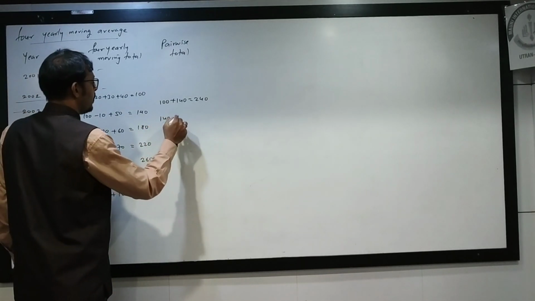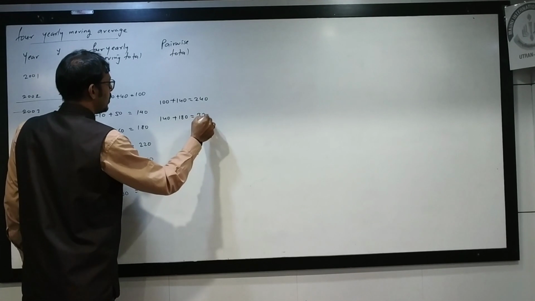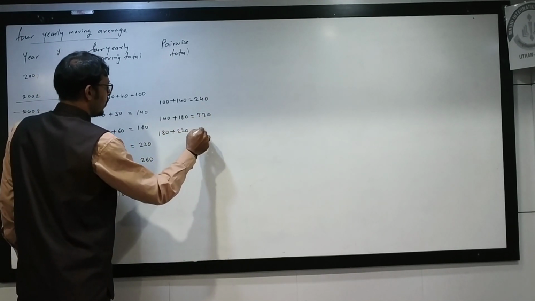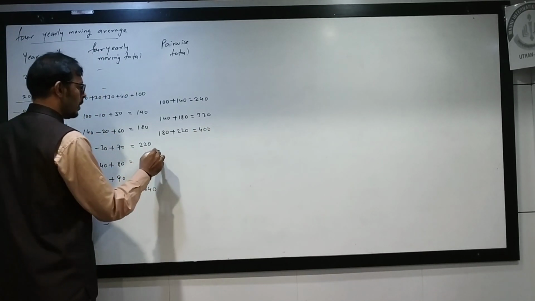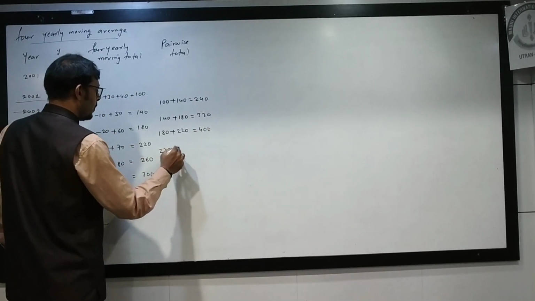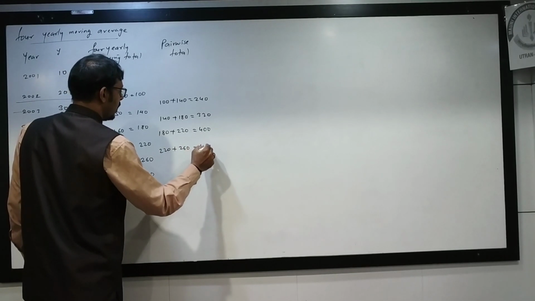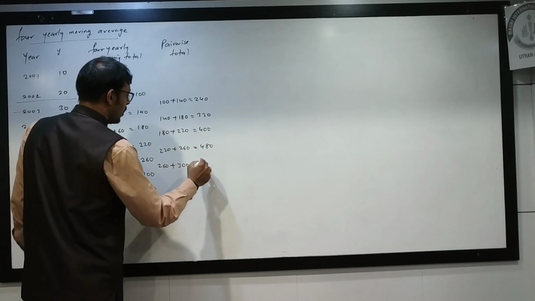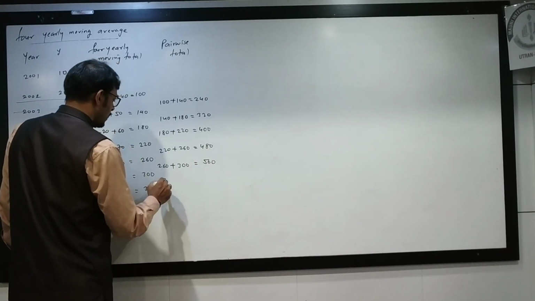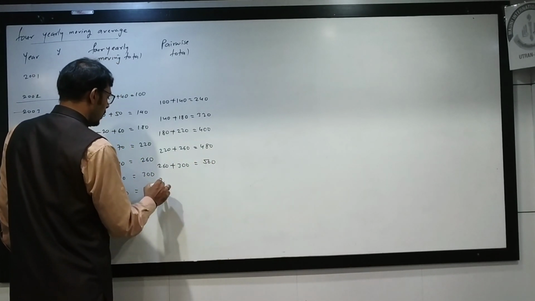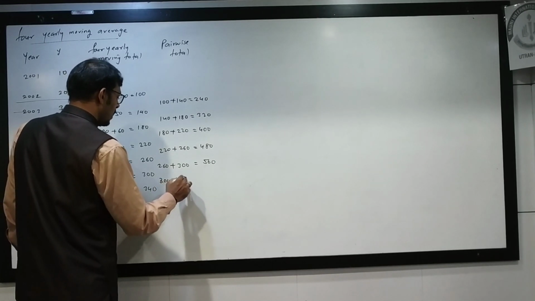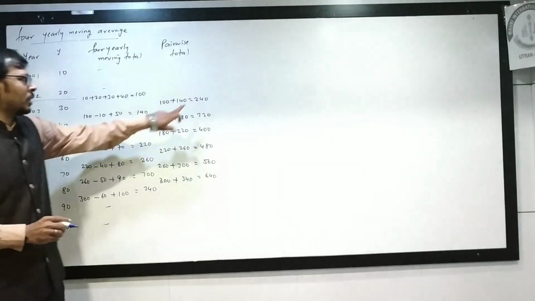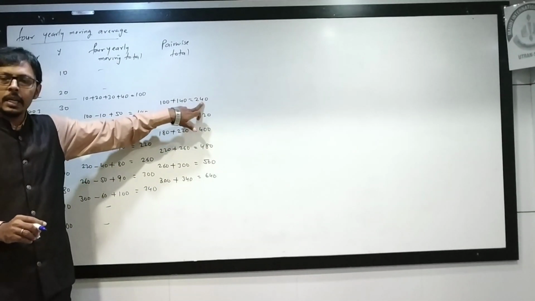140 plus 180 equals 320. Then 180 plus 220 equals 400. Then 220 plus 260 equals 480. Then 260 plus 300 equals 560. Then 300 plus 340 is equal to 640. We got the pairwise total. This is a total of 4 numbers plus 4 numbers, which is 8 numbers.